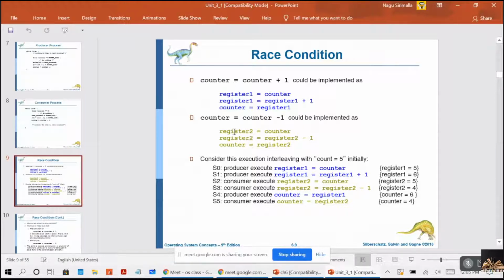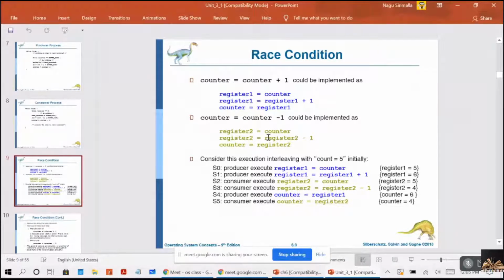The race condition. So counter plus plus, how is it going to be implemented? We'll be using a register. There we will be holding the counter value. And when the counter is incrementing, the register value will be incremented by 1. And that incremented value will be held in the counter variable. And how can counter minus minus be implemented? It can be implemented like this.